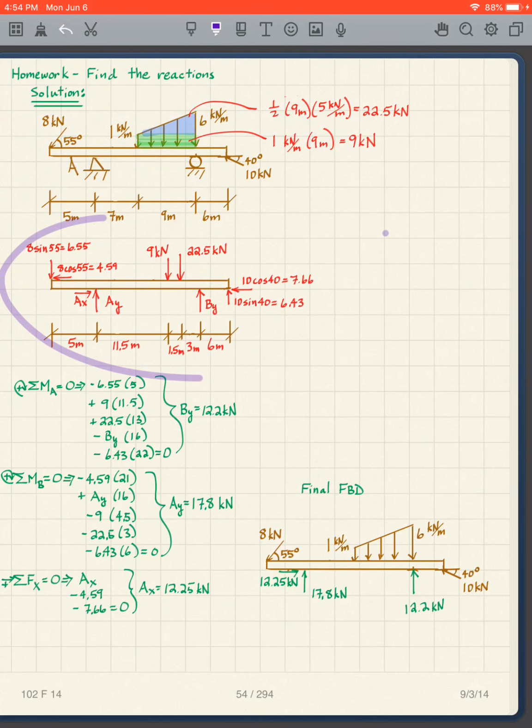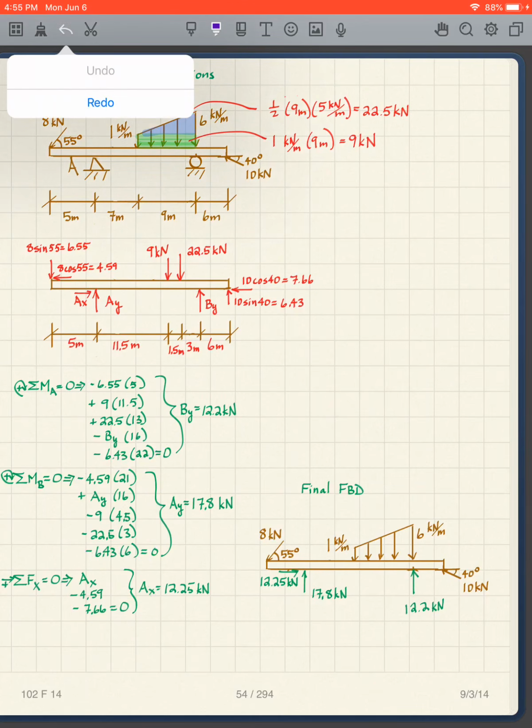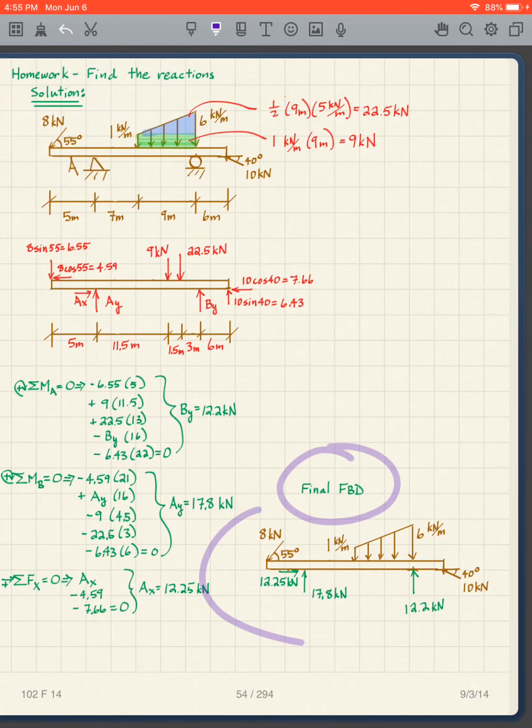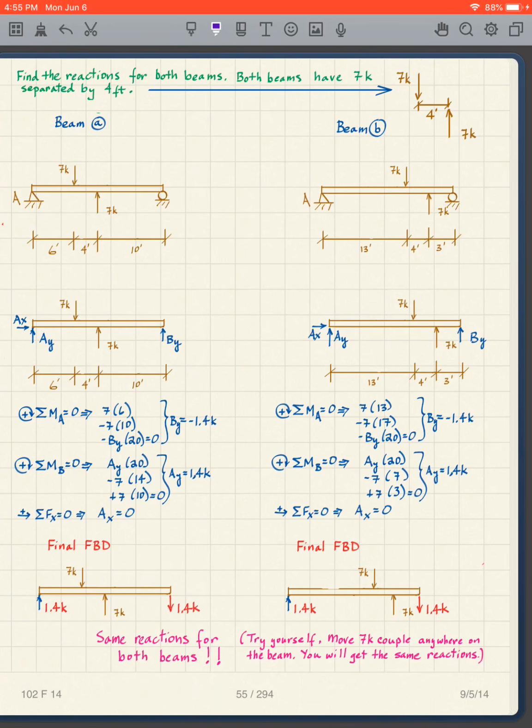We end up with this free body diagram, initial free body diagram, and then I'm just going to let you look at these and be able to duplicate them, and that's what you have to do. And we draw our final FBD here, and you can see it right there. Okay, I'm going to stop there.